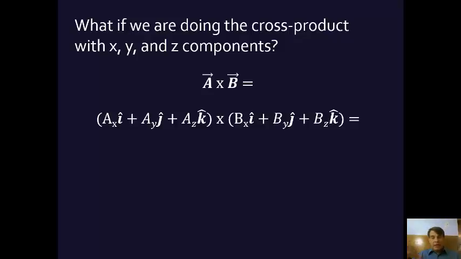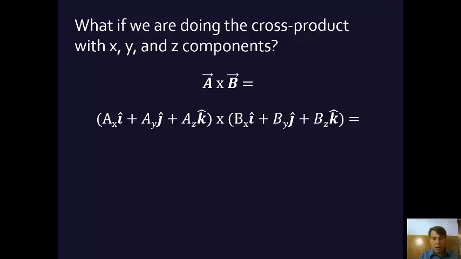Now, if you read this section in Young and Friedman, they just multiply all this out: AXI times BXI, AXI times BYJ, AXI times BZK, and they add all that up, and it's a whole lot of stuff. Now the good news is that when you do the cross product of two I's or two J's or two K's, it becomes 0, because the sine of 0 is 0, and so all of the I's times I's and all of the J's times J's and all of the K's times K's disappear from that long list of things.